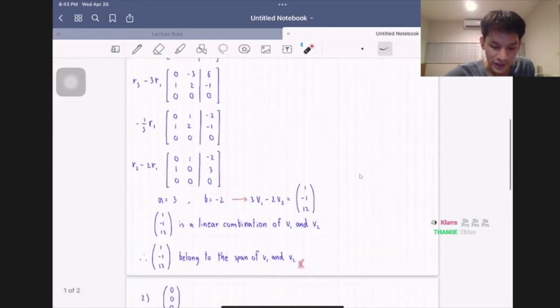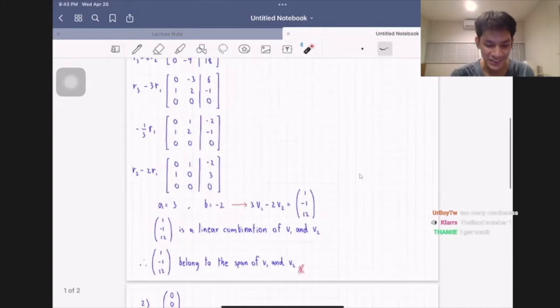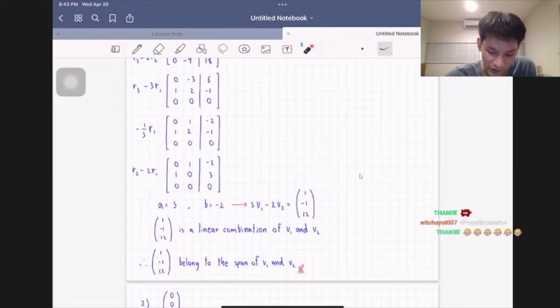So we got that A equals 3, B equals negative 2. Then this means that 3 times vector 1 minus 2 times vector 2 gives vector 1, negative 1, 12, which is a linear combination of V1 and V2. Then this means that vector 1, negative 1, 12 belongs to the span of V1 and V2. Okay, so this is an example of a vector that belongs to the span of V1 and V2.